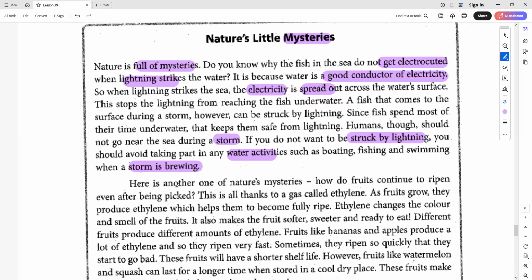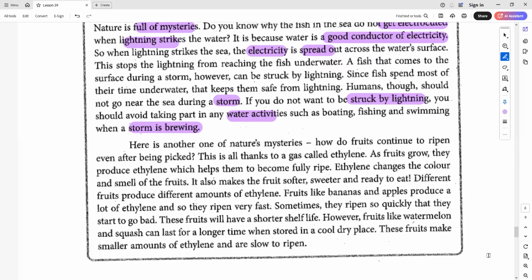Now second part, I think Hansen read it. Here is another one of nature's mysteries. How do fruits continue to ripen even after being picked? This is all thanks to a gas called ethylene. As fruit grows, they produce ethylene, which helps them to become fully ripe. Ethylene changes the color and smell of the fruits. It also makes the fruits softer, sweeter, and ready to eat.